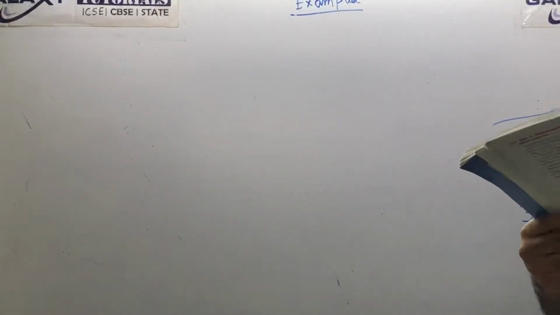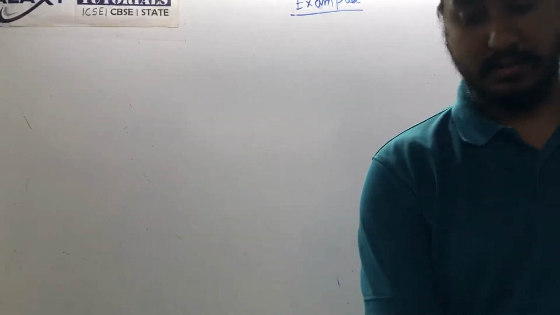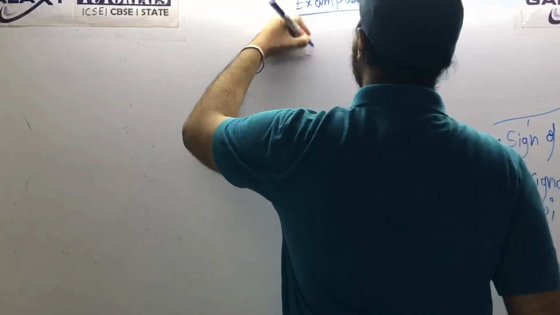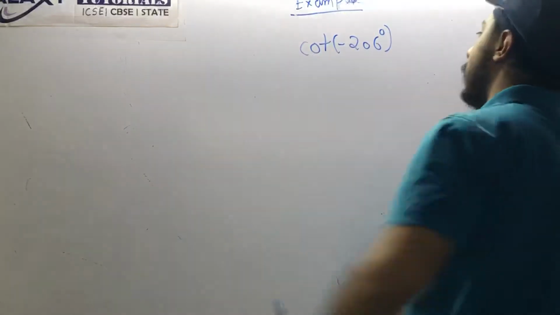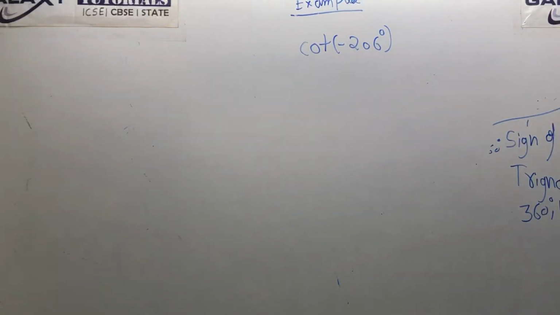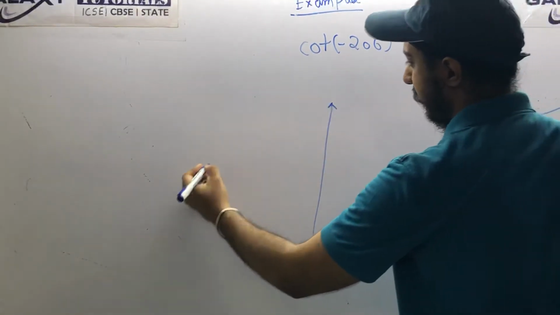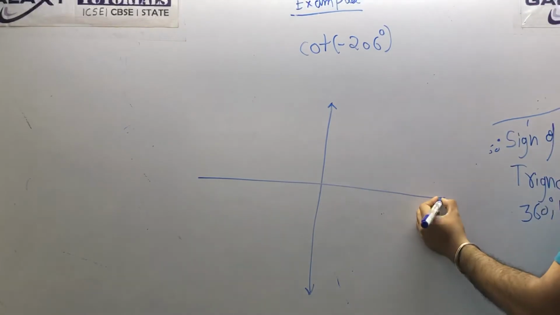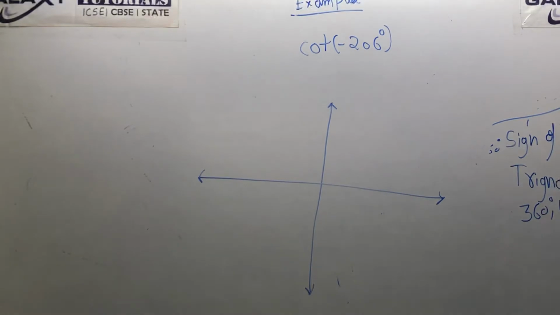Next part we will see now. Next is cot of minus 206. Cot of minus 206 we have to find. So first make the xy axis. The first thing that is most important is you will look at the sign of the angle. The sign of the angle here is negative.